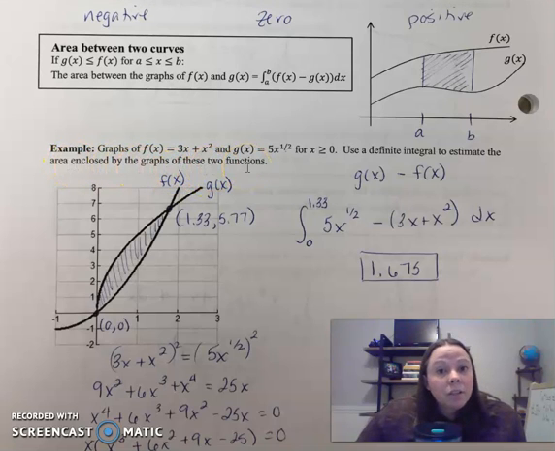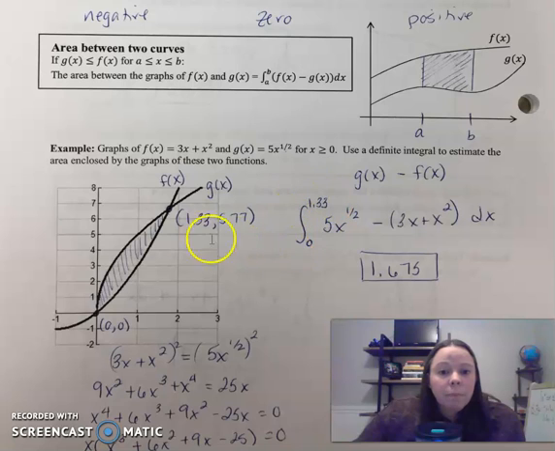All right, use a definite integral to estimate the area enclosed by the graphs of these two functions. Okay, so again, I just said you have to figure out which function is the farthest away from the x-axis. And so if you look, start at the x-axis, the first one you hit's the closest, and then it's actually g of x. That's the farthest away. So that's the one you'll want to put first.